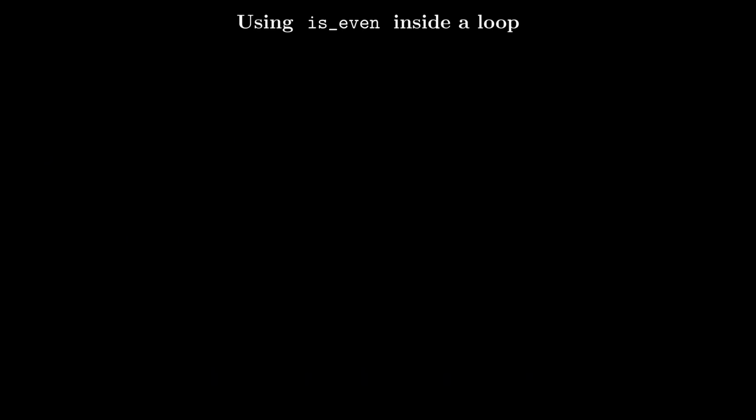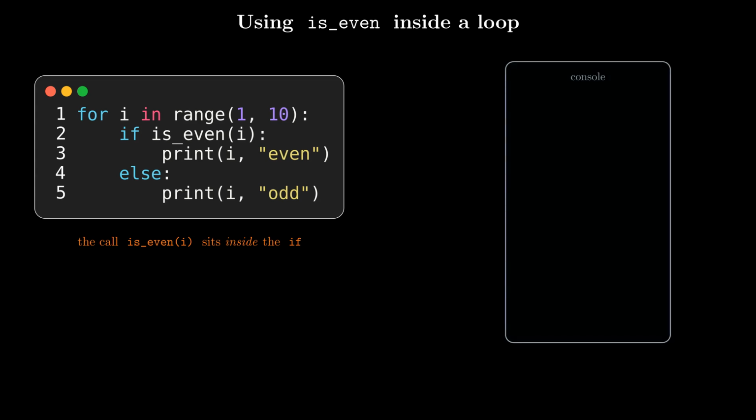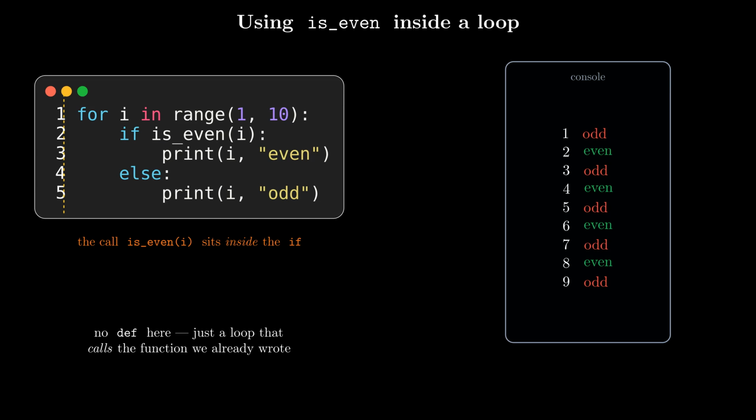Now let's use is_even inside a larger program. Here is a loop over the numbers 1 up to, but not including, 10. For each number i, we ask if is_even of i. If that call returns True, the number is even. So we print i followed by the word even. Otherwise, we print i followed by the word odd. Reading the output, 1 is odd, 2 is even, 3 is odd, 4 is even, and so on, all the way to 9. Notice this code is not wrapped in a def. It is not a function. It is just a loop that calls the function we already wrote.